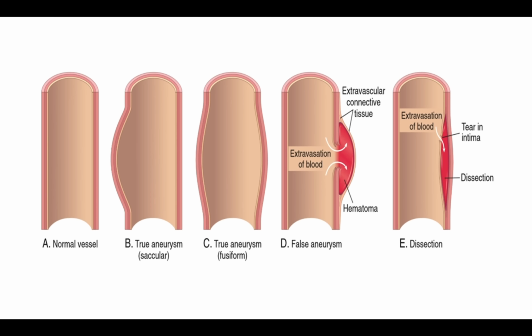Dissection is totally different from the false aneurysm. Dissection means there is a dissection in the tunica intima, so the tunica intima is dissected. I think the most difficult to differentiate here is the false aneurysm and the dissection. In a false aneurysm, the tunica adventitia contains the blood. In dissection, the tunica media contains the blood. That's the difference between the dissection and the false aneurysm.